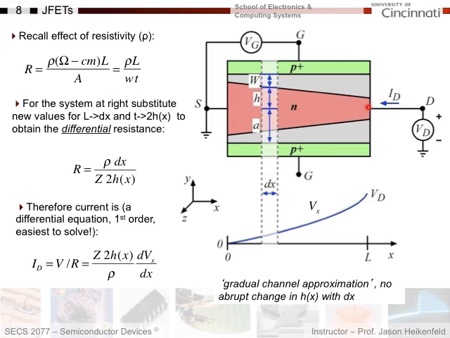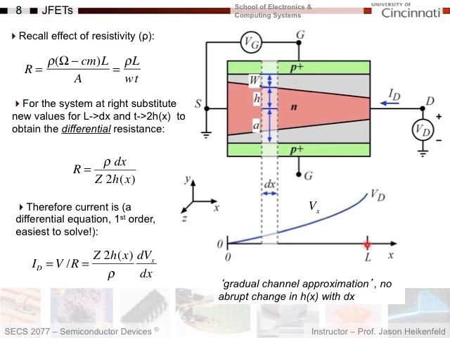And so what we're going to do is for L, we're going to substitute dx. So my length for a standard resistor would be 0 to L, right? Going from 0 to L. But this resistance changes as I move across here, so I'll try to get the resistance at different intervals dx. So I will substitute dx for L, so I can look at the differential resistance as I move across the channel from 0 to L.